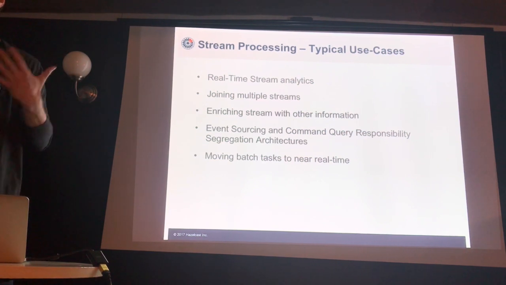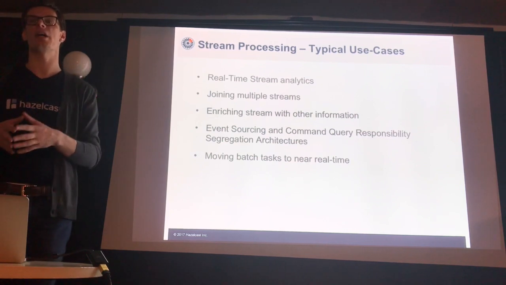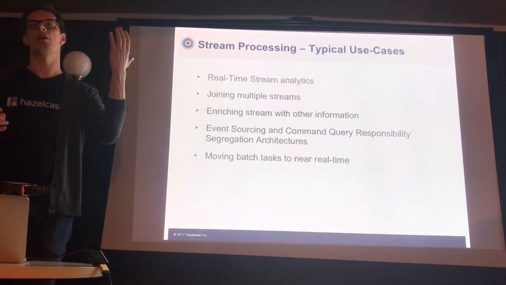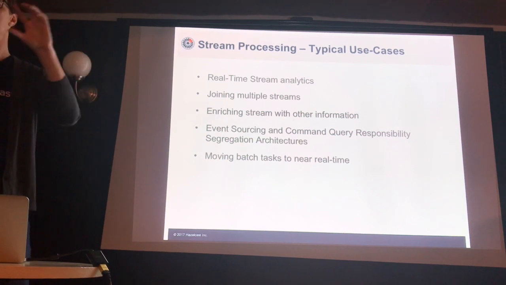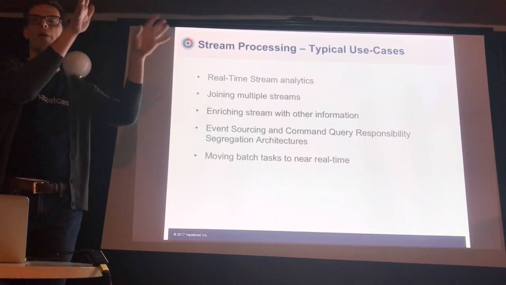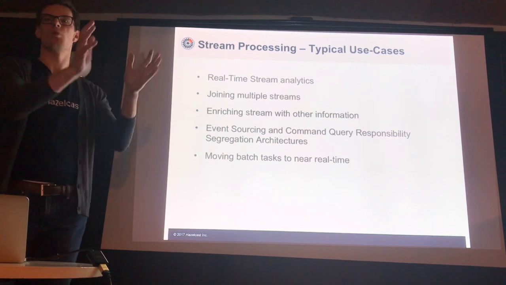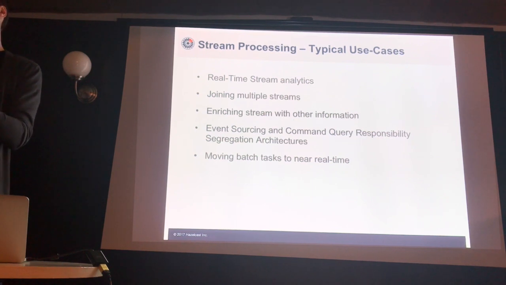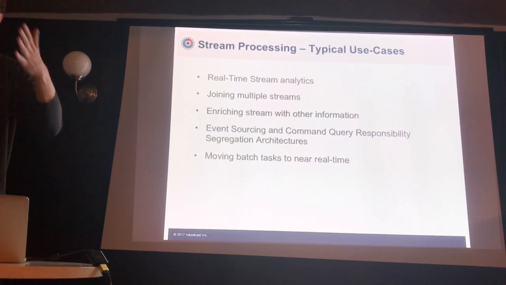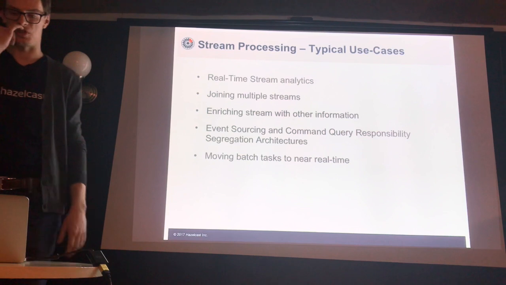Another application is joining multiple streams. The textbook use case for this is advertisement processing. You have one stream with ad impressions. As soon as you show some advertisement on some web page, you log this as an event to one stream. And then if a user clicks on that ad, that's another event. And you use a stream processor to combine those two streams.